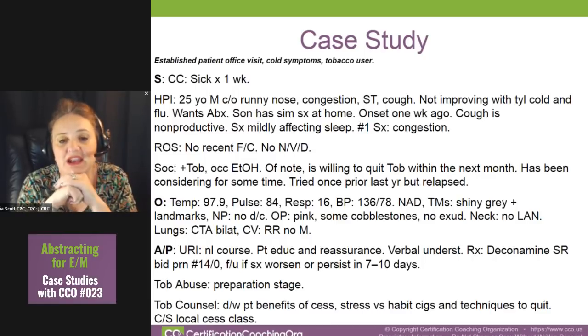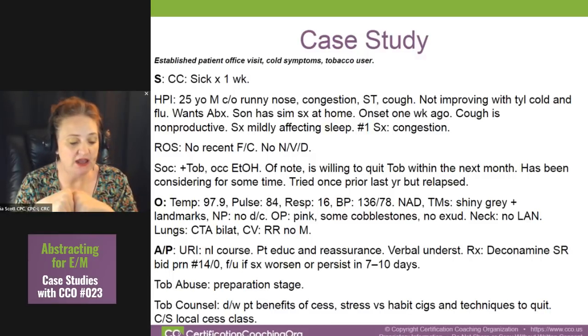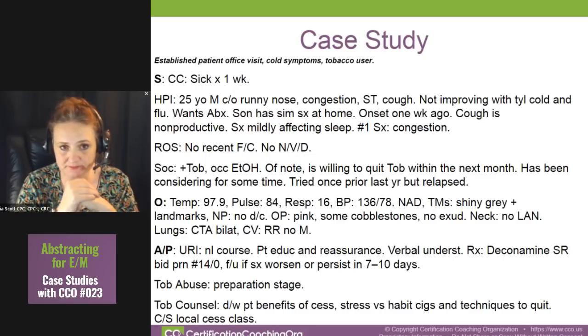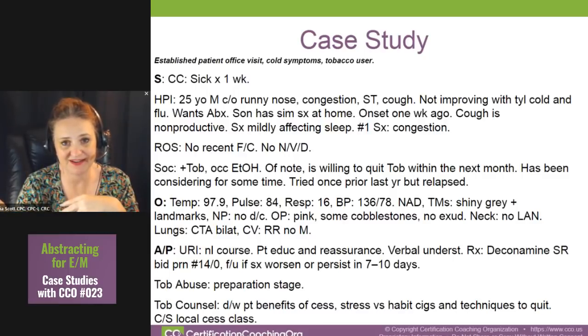Now let's look at another case study. Let's talk through a SOAP note and how we're going to abstract the information from a SOAP note. And again, I'm not going to explain what a SOAP note is and all this other stuff. That's all in a different video. Okay, no problem. So we have an established patient, and they are coming in for a visit because they have cold symptoms and they're a tobacco user.